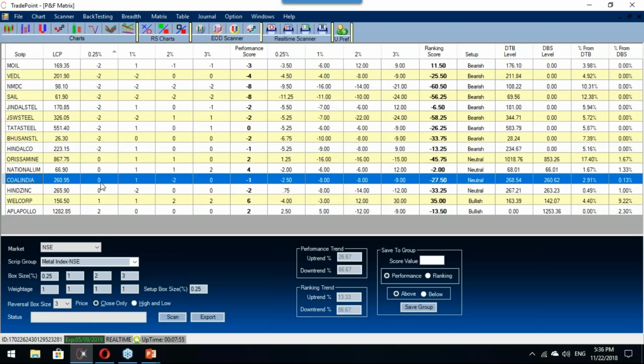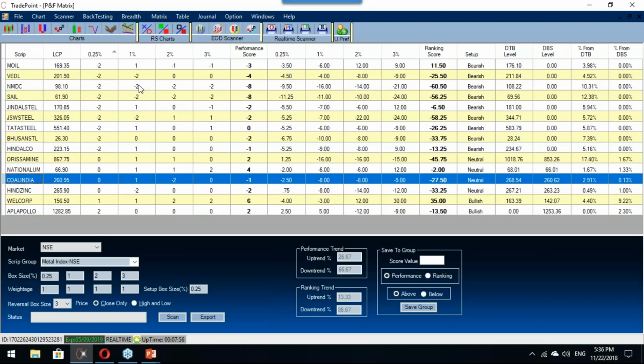And if you're looking at extreme short term trading opportunities, extreme short term, I mean intraday to maybe a few days holding period, especially in F&O, you should typically be concerned with the 0.25% box size and 1% box size. There's no point looking anything beyond that, because your holding period is so very narrow. You're not worried about the time frame beyond 0.25% and 1%.